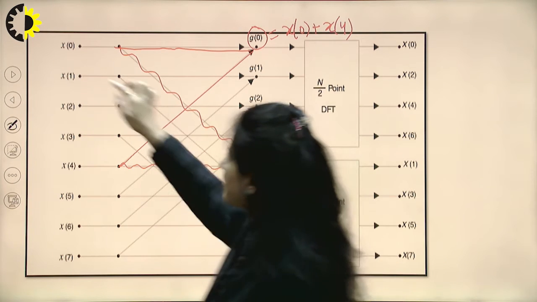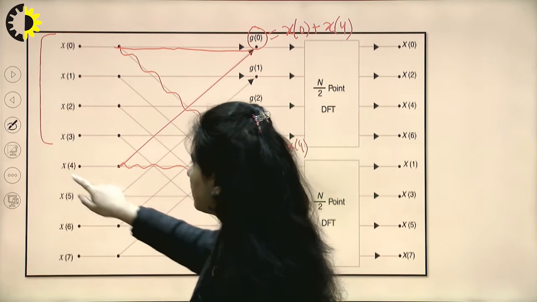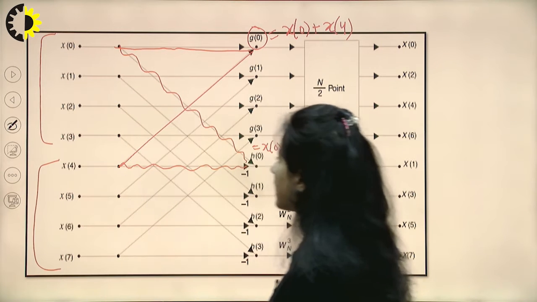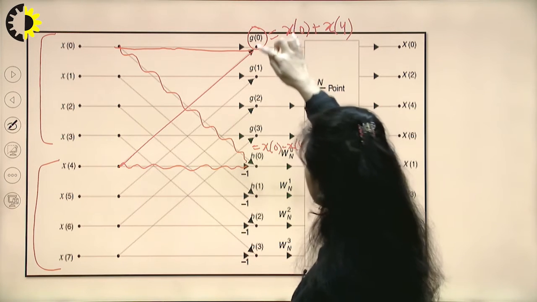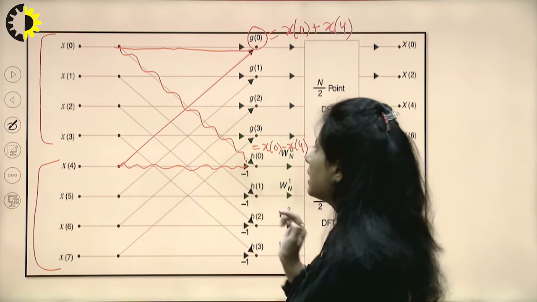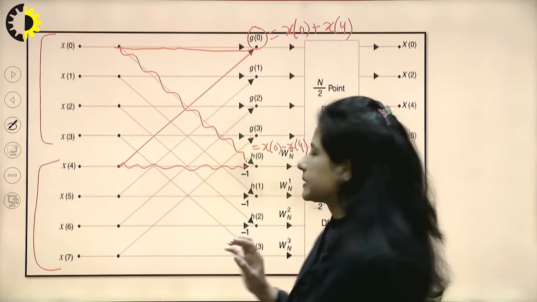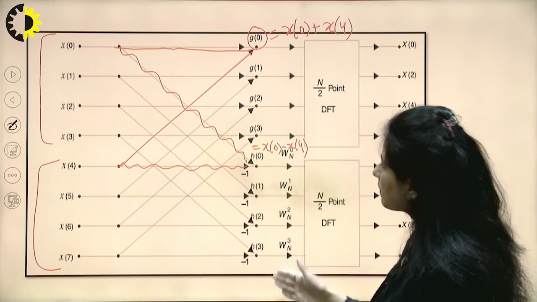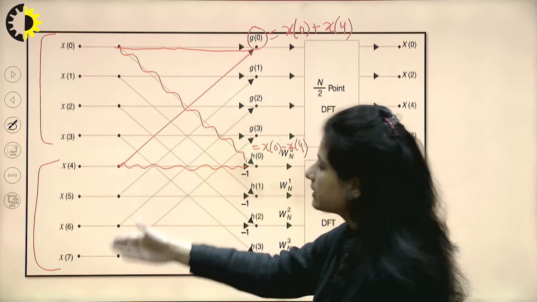So if the first part of the sequence is an even part and say this is the odd part, I see in the first section all the samples which I get, G0, G1, G2 and G3, they would be additions of all the samples. And all the samples in the lower part would be subtraction of these samples.